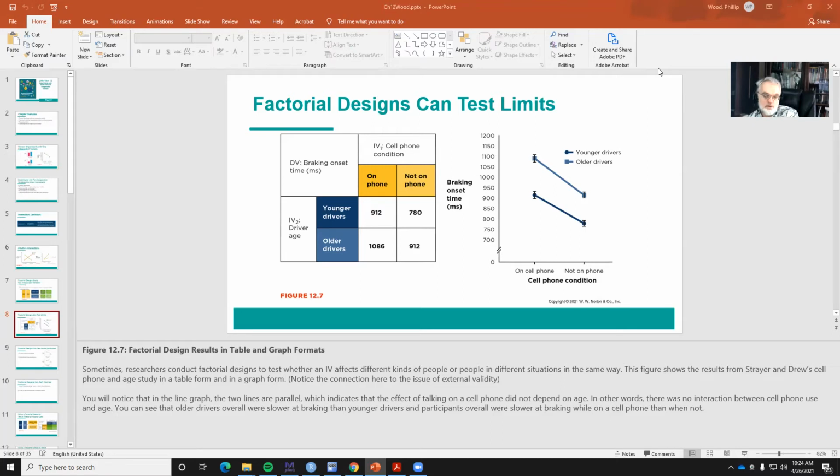Or maybe if they're young, there's a difference, but it's only a slight difference. Maybe instead of a 900 to whatever it is, 775 difference. Oh, I can look at the numbers over there. Instead of 912 versus 780, maybe it's 900 versus 890. Just a little bit of a difference. That can also be an interaction.